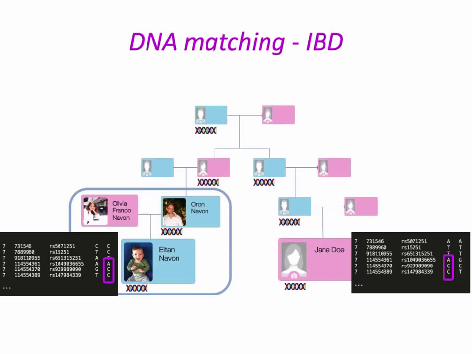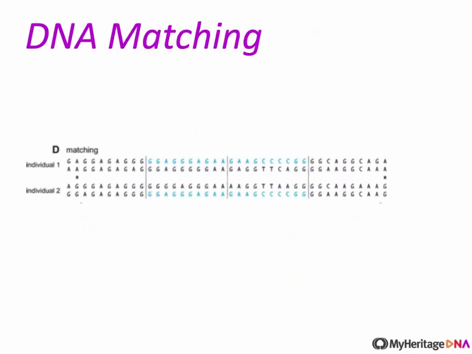So in the example we've seen before, you can see that Eitan and Jane have one shared segment because of that match, where they both have an A, C, and C sequence in those three SNPs. That's how a shared segment would usually look. We can see that the letters, the results, are repeating themselves over the SNPs in that specific shared segment on the chromosome.